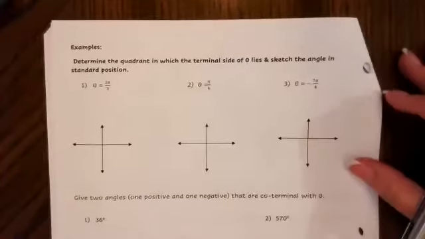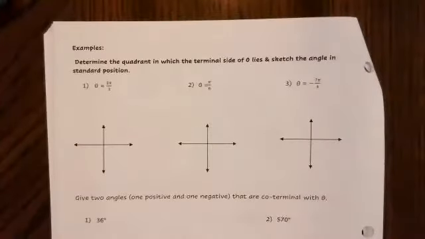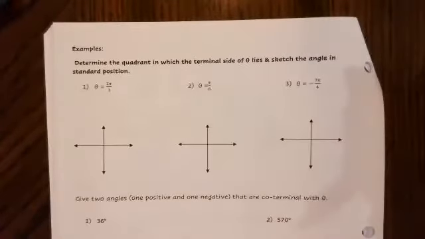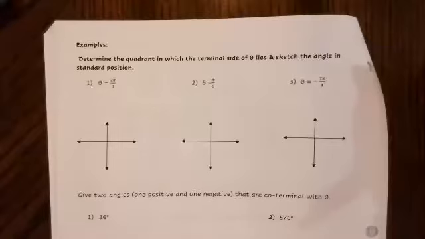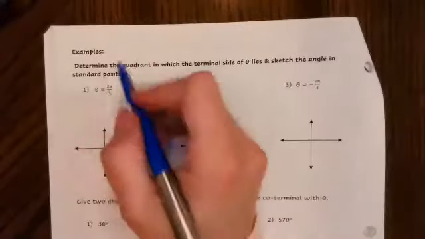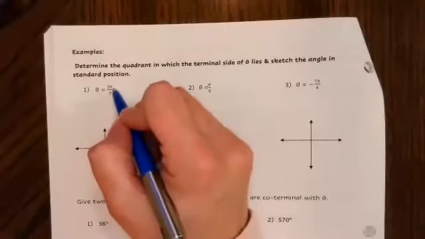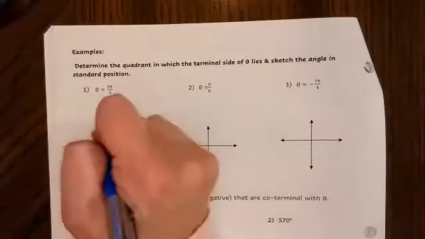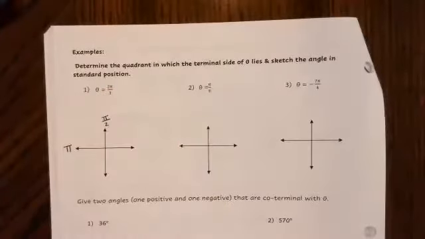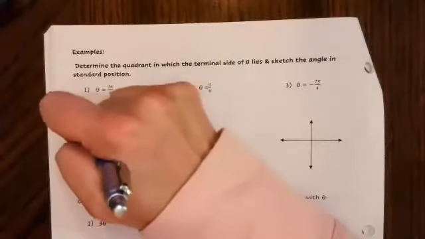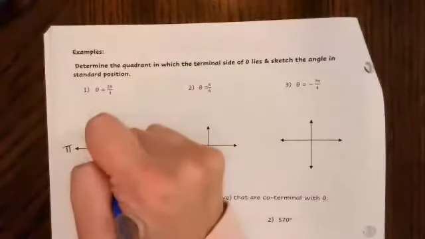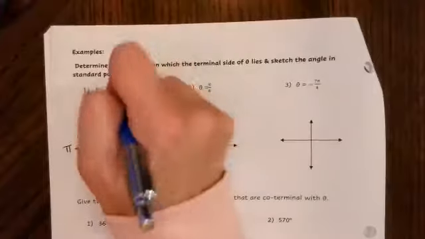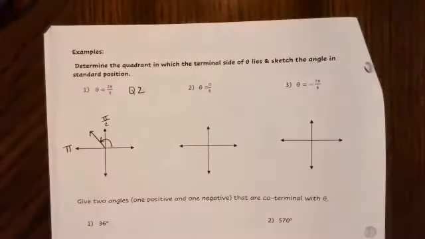Just like we did with the degrees, we can do the same thing with our radians to determine which quadrant it is in. So right here, we want to determine the quadrant for 2 pi over 3. And so you want to think about that is 2/3 pi. And we know that this right here is pi, and this is pi halves. So 2/3 pi would be here. And so that is our quadrant 2.